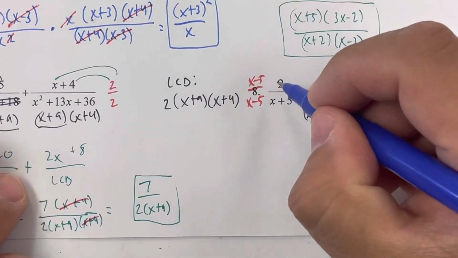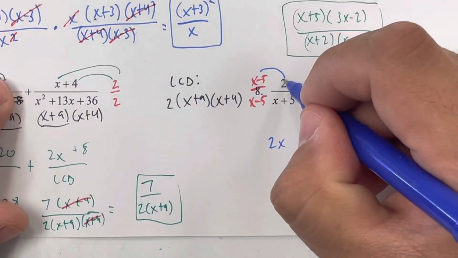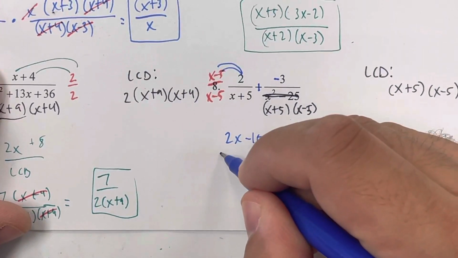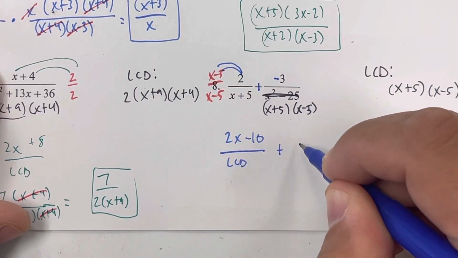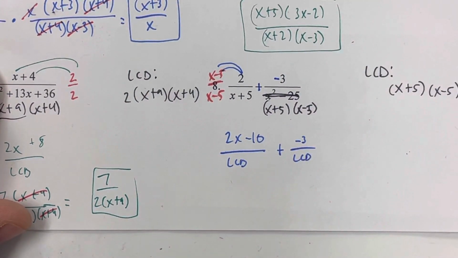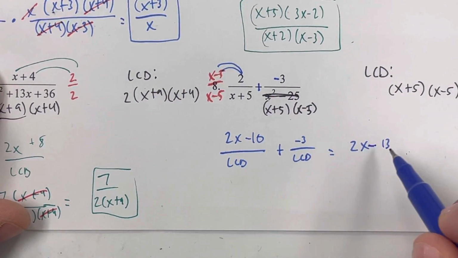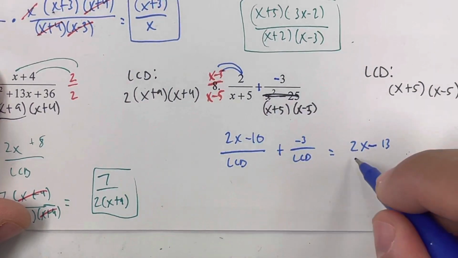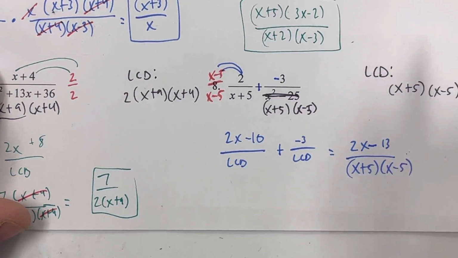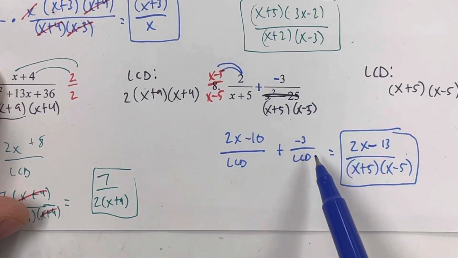So let's go ahead and distribute the 2. So 2 times x is 2x. 2 times negative 5 is minus 10 over the LCD plus negative 3 over the LCD. So negative 10 plus negative 3 is going to be negative 13. And when I look at this right there, I can tell that 2x and 13 have nothing in common, so I'm going to write the LCD of x plus 5 and x minus 5, and that appears to be my final answer.